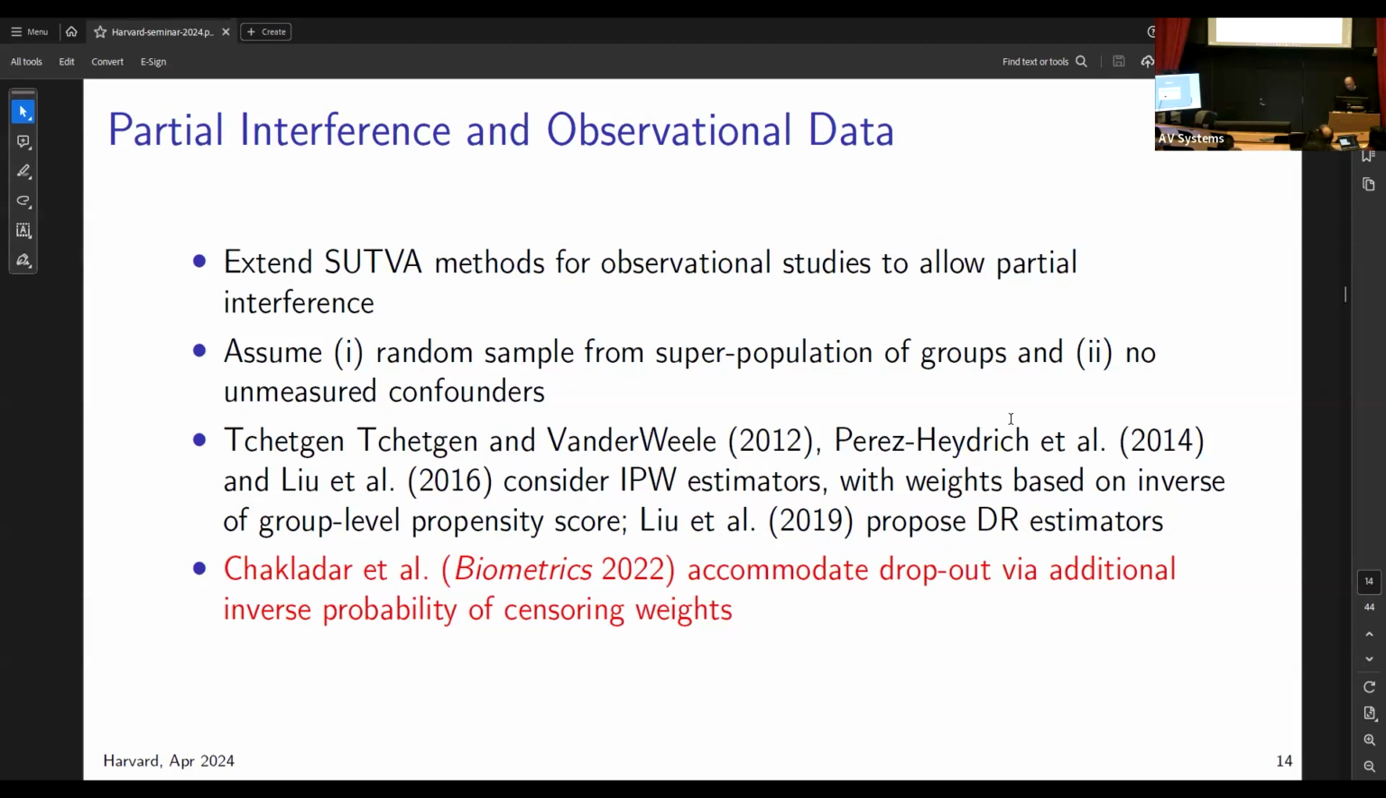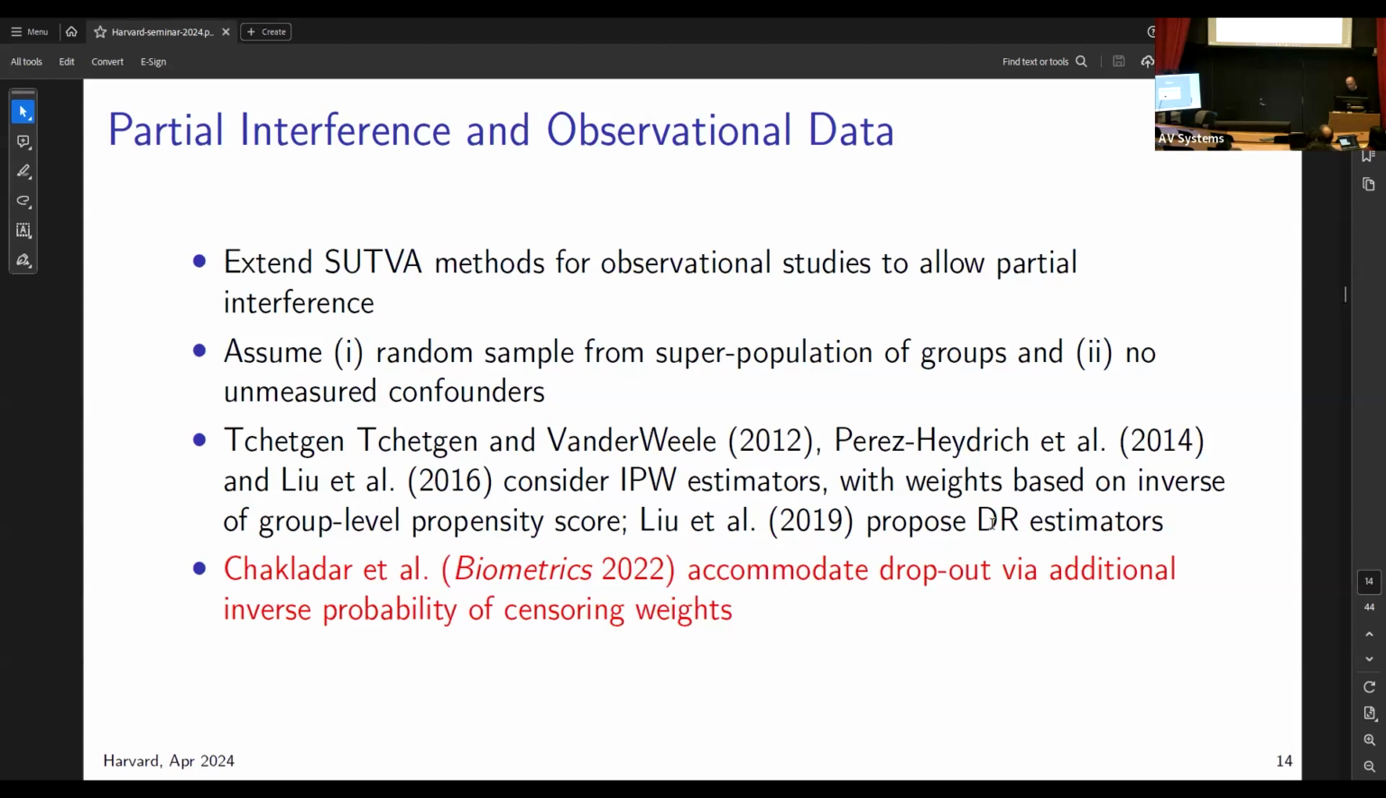And then this 2014 paper, Perez Hedrick was a postdoc in our group. She took these IPW estimators that Eric and Tyler proposed and derived large sample properties, then applied them to observational vaccine study data that I'm going to show you in a minute. And so we spent quite a bit of time working on these, basically the original IPW estimator that Tyler and Eric proposed.